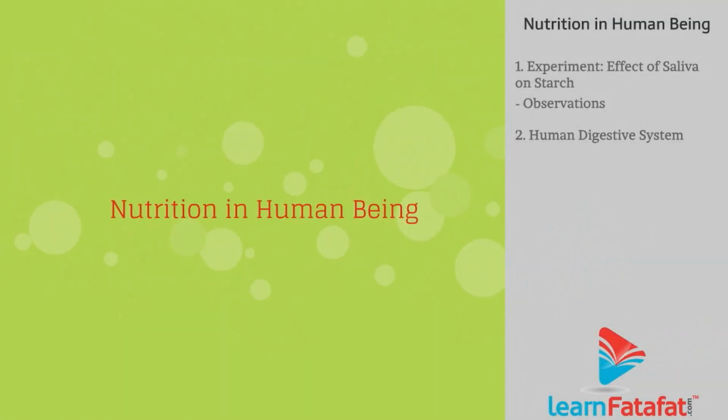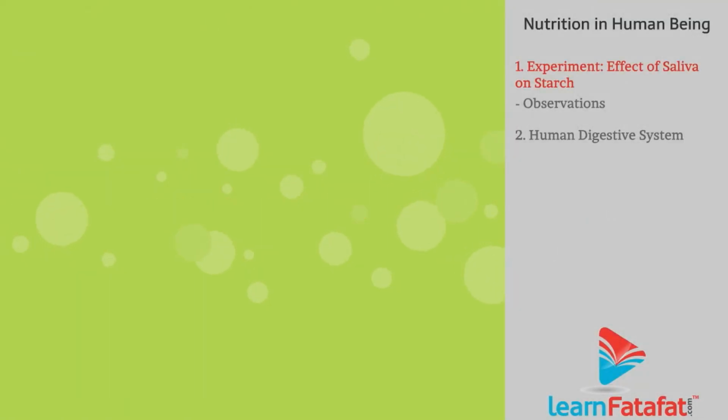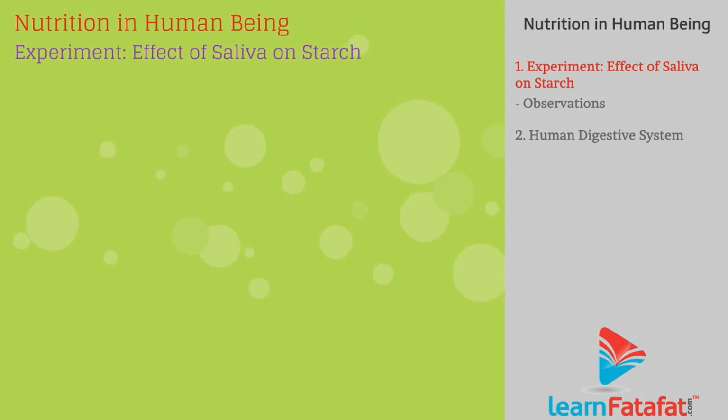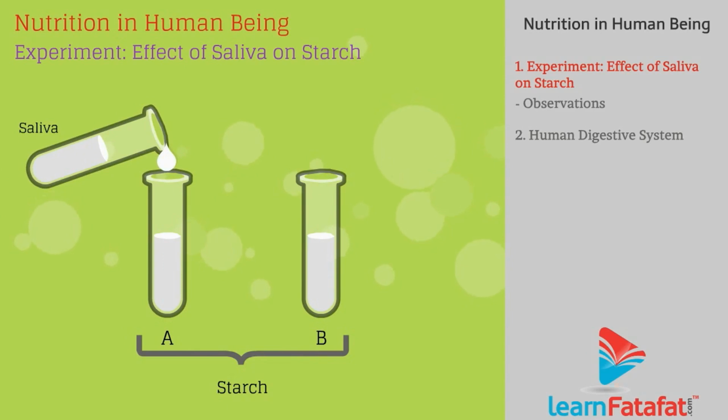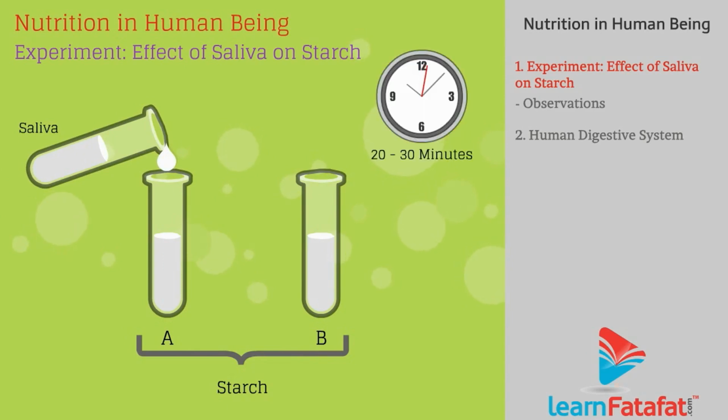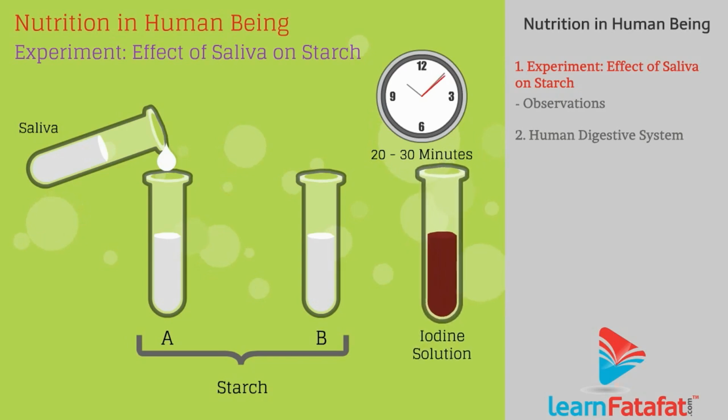Nutrition in human beings. Experiment. Effect of saliva on starch. Take 1 ml starch solution in test tubes A and B. Add 1 ml saliva in test tube A. After 20 to 30 minutes, test the solution for digestion using iodine solution.